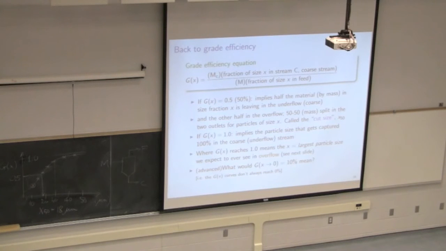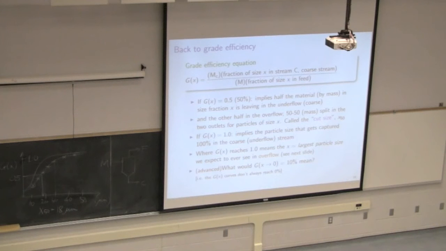Now, if I had available to me a different cyclone for about the same amount of cost, but its g of x curve was like that, is that a better cyclone? Yeah. Okay, because that's going to pull out the greater percentage of the 30 microns. So that's how we use these curves.